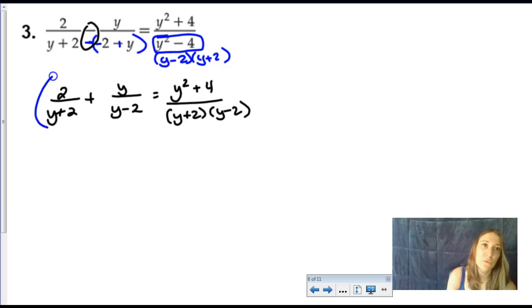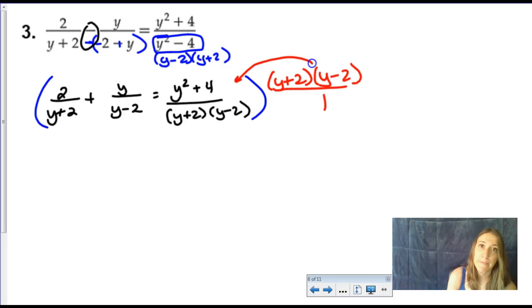All right, so this is awesome news because when I look at my denominators, I see y plus 2, y minus 2, and then I see a repetition of those same terms. So when someone asks me, what's your common multiple? I'm going to say you need a y plus 2 and you need a y minus 2. And you want to leave it in factored form like that.